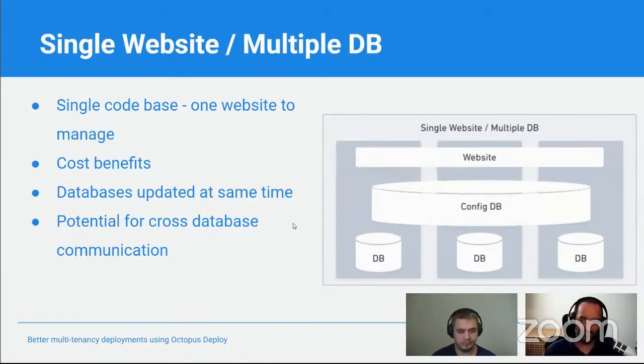There's also a risk of cross-tenant communication because everyone's using that same single website resource. So if you had an incorrectly configured connection string for one of those customers, you might get into a real sticky problem where one customer ends up seeing another customer's data.